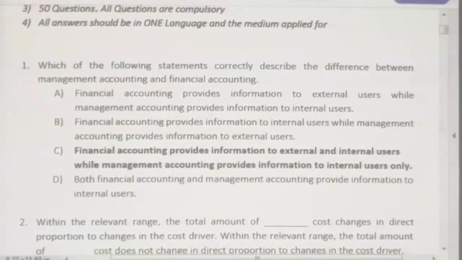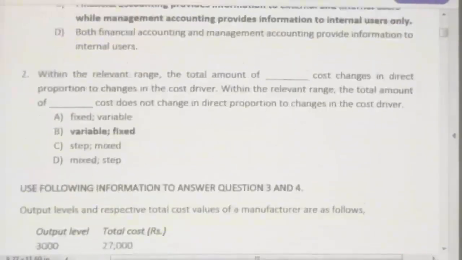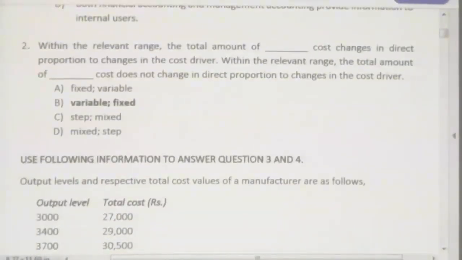Now I think you understood why we have to understand the difference between management accounting and financial accounting. That is why that question was taken as question number 1, since our subject is also management accounting. Let's move on to question number 2. Question number 2 is a question about cost behavior.